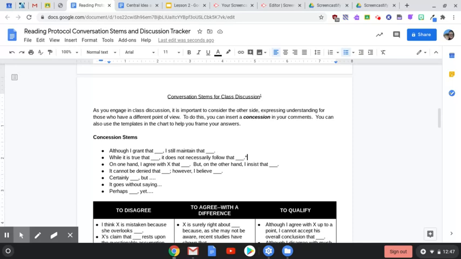So I know when I get ready to discuss, I'll probably want to use that stem after someone finishes talking. Now I'm going to give you about 2 minutes to go through the concession stems and the conversation stems in the table to find which ones you want to use and to put an asterisk beside them.